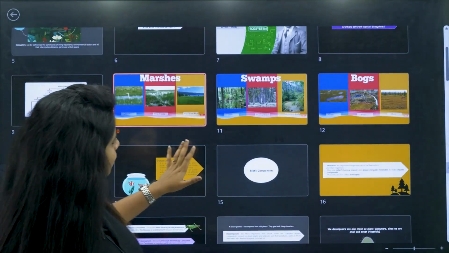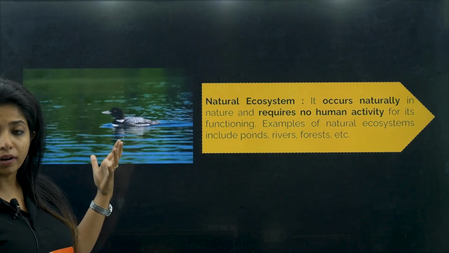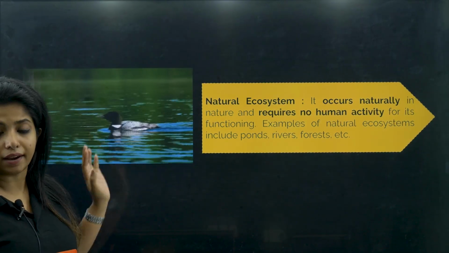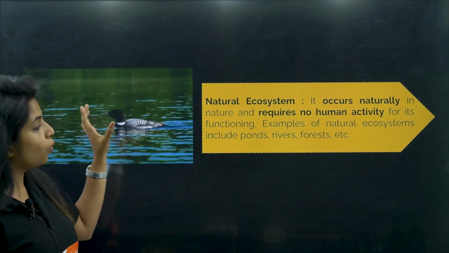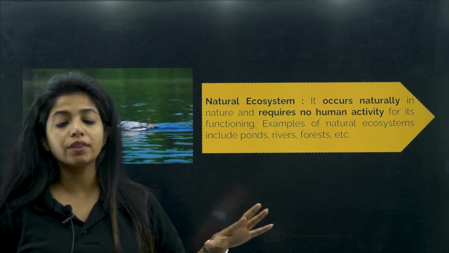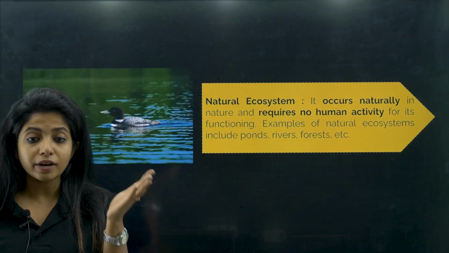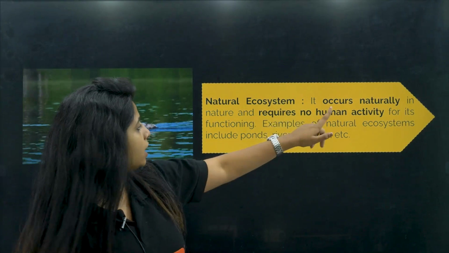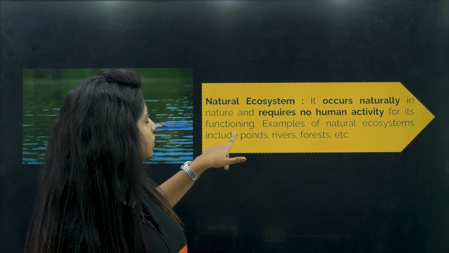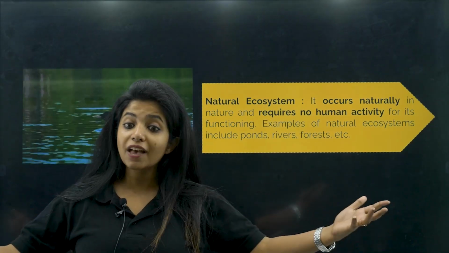For that I have to take you somewhere. Yeah. So this is a natural ecosystem. It's a lake or a pond being made. Okay, it's just there. We didn't make it. So over here it occurs naturally and all the organisms are there. We do not have to do anything. There is no need of any human activity there. So this becomes an example of what? Natural ecosystem. It occurs naturally and requires no human activity for its functioning. Examples of natural system includes ponds, rivers, forests, everything.